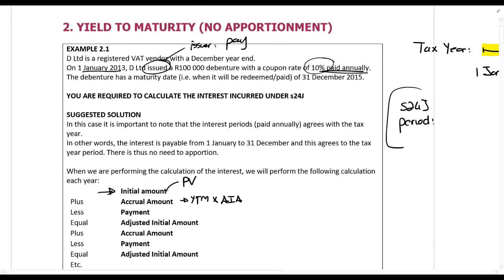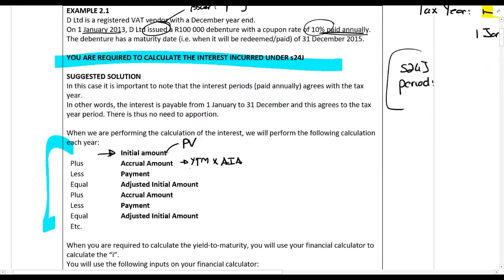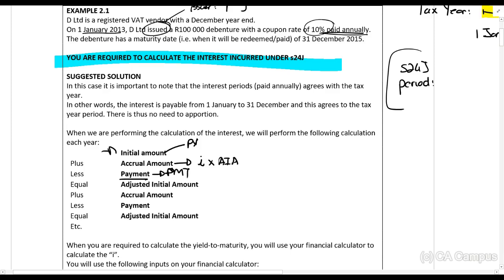Alright, so what we need to do, we need to calculate the interest under section 24J. So we're going to use this formula. Now guys, the yield to maturity figure and this accrual amount is the whole point behind this calculation. So I'm going to just remind you again what this means. This initial amount is your present value. The accrual amount is I on your calculator times the adjusted initial amount, less the payment. The payment is PMT on your calculator.